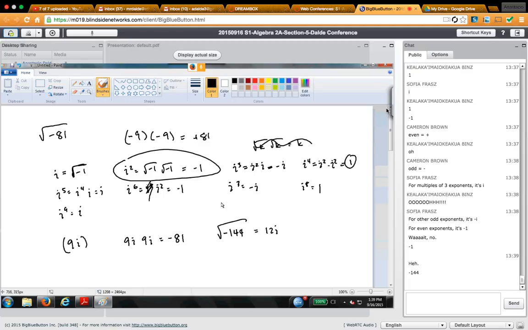12i squared is 144, -144. Because the 12 times 12 takes care of your 144 part. And then the i times i takes care of that negative portion. Done. We're good.